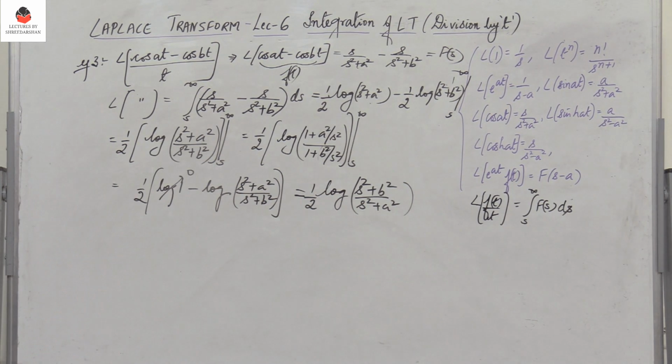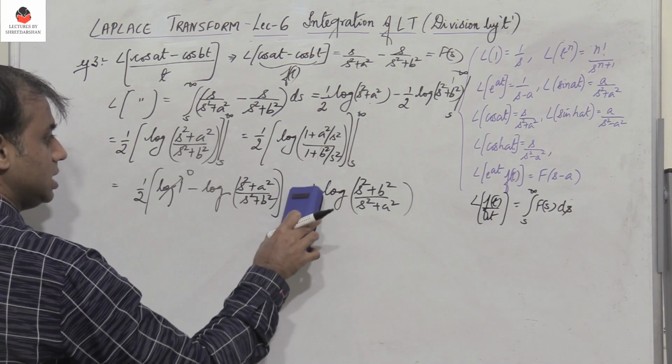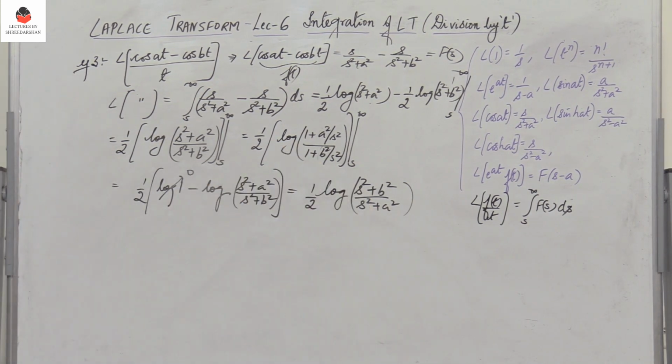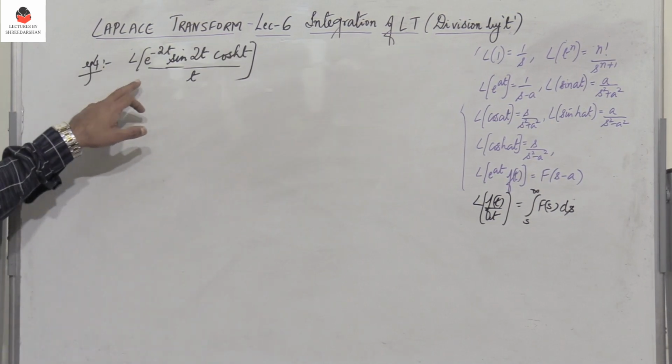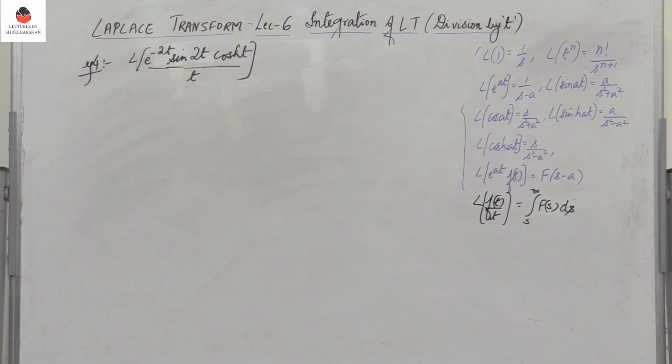Therefore, the Laplace transform of cos at minus cos bt divided by t equals 1 by 2 into log of s square plus b square divided by s square plus a square. So example 4, we have e power minus 2t into sin 2t into cos hyperbolic t divided by t.